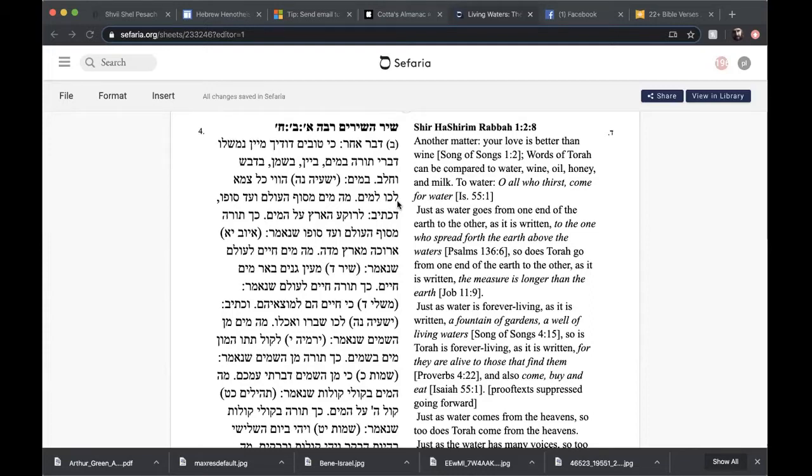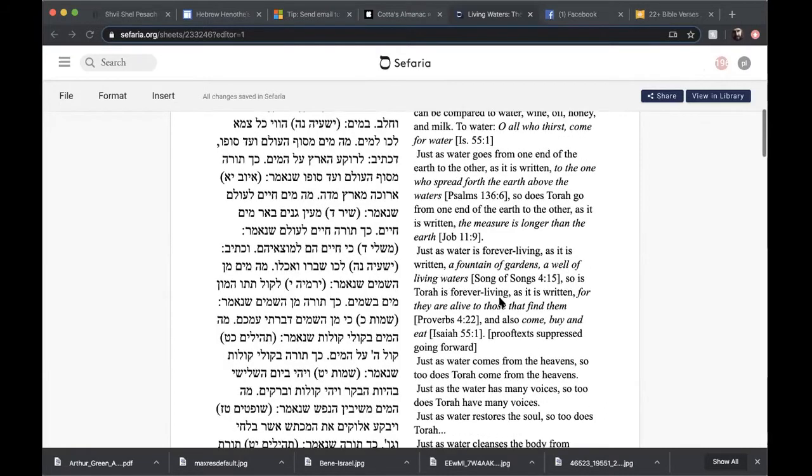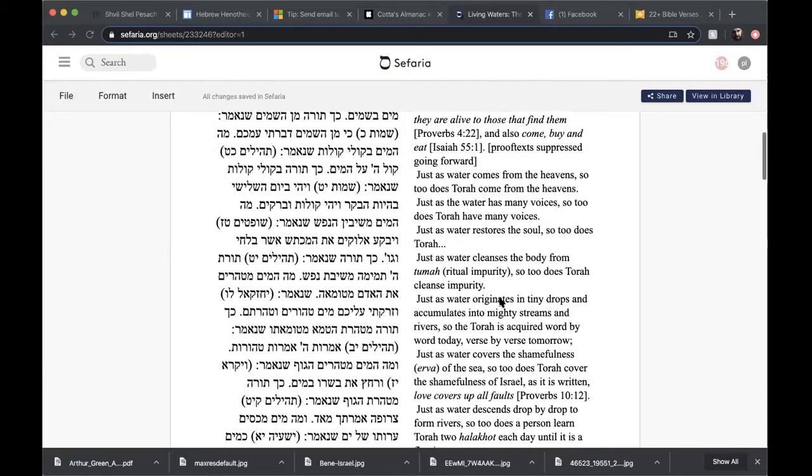But water, just as water goes from one end of the earth to the other, as it is written, to the one who spread forth the water above the waters, so does Torah go from one end of the earth to the other. As it is written, the measure is longer than the earth. And just as water is forever living, so is Torah forever living. So we're talking about wisdom and guidance. And then Shir Shirim goes on to keep describing it. So I'm going to read it like a poem.